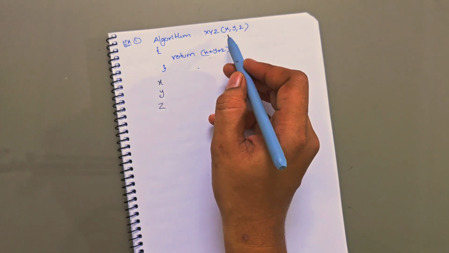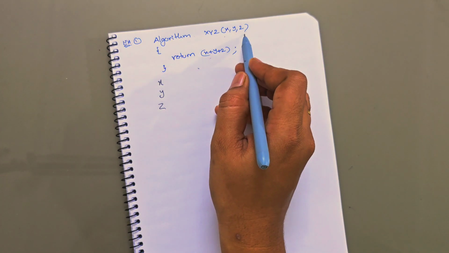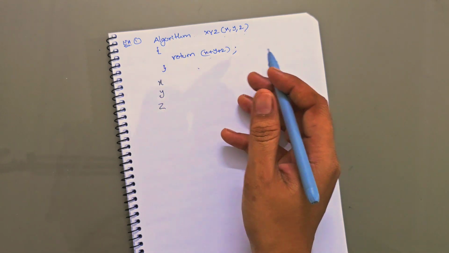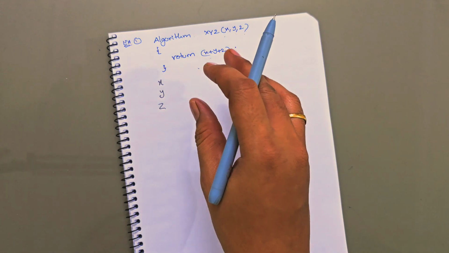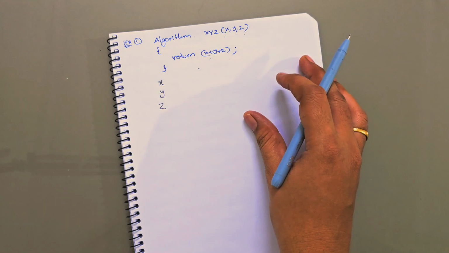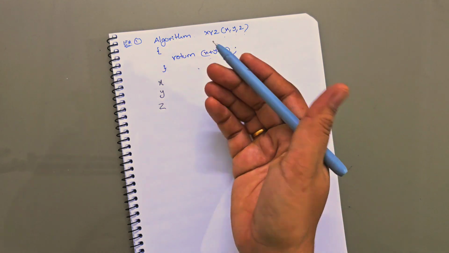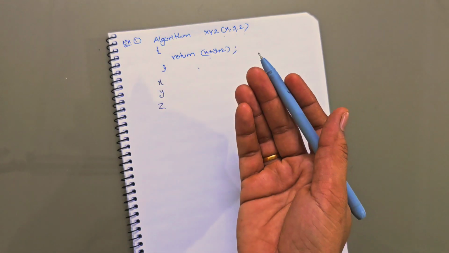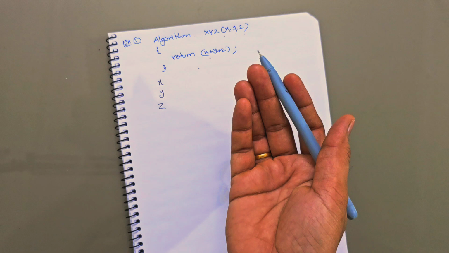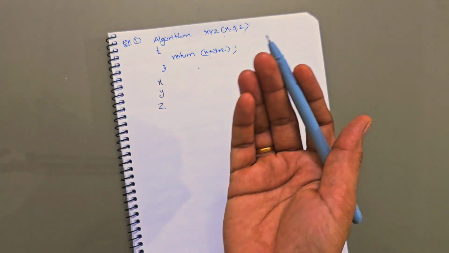Here we don't know the data type of these variables; we are just taking the variables. But when you apply this algorithm programmatically, the user may take the x value as integer, or x value as float data type, or x value as double data type.